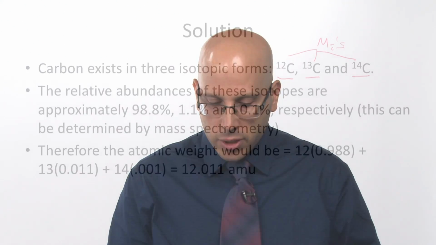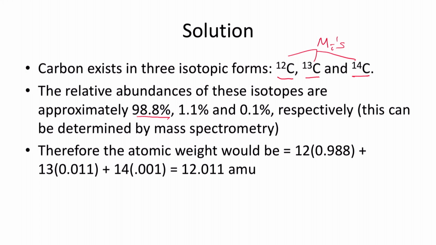The fractional abundance of carbon-12 is about 98.8%, which means that the vast majority of the carbon on Earth is carbon-12. Almost 99% of it is carbon-12. About 1.1% is C13, and a mere 0.1% is carbon-14. These represent the different fractions, or f sub i's. So what we're going to do to get the atomic weight, or the atomic mass, is multiply all of the different fractional abundances by the corresponding mass numbers, and then add them all up.